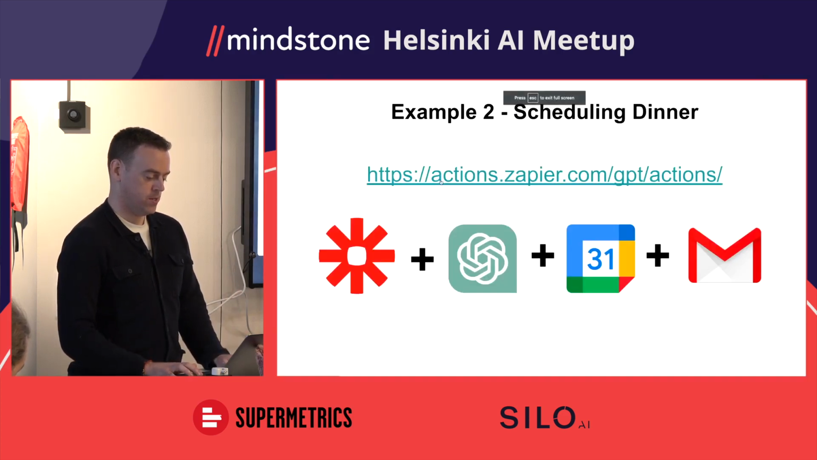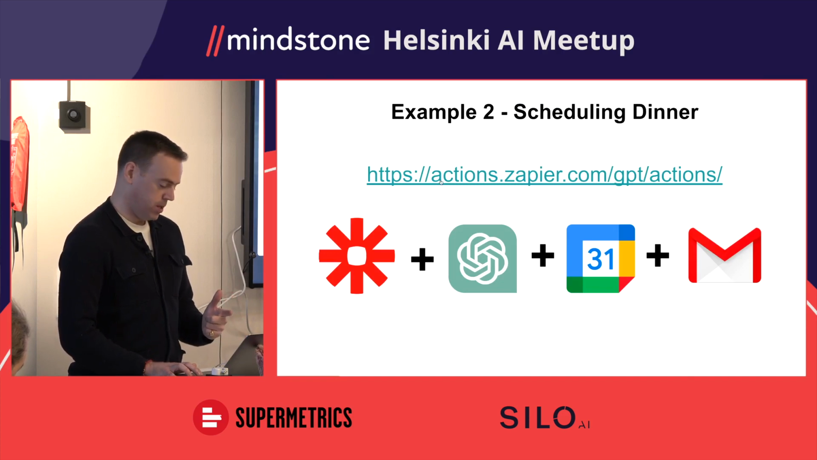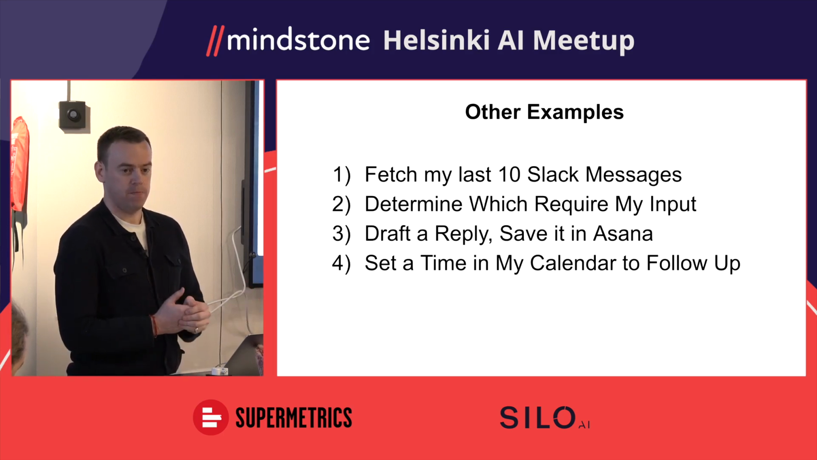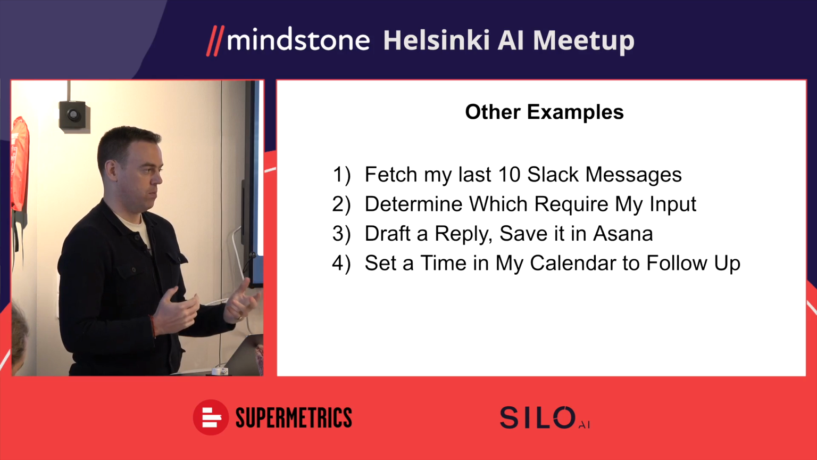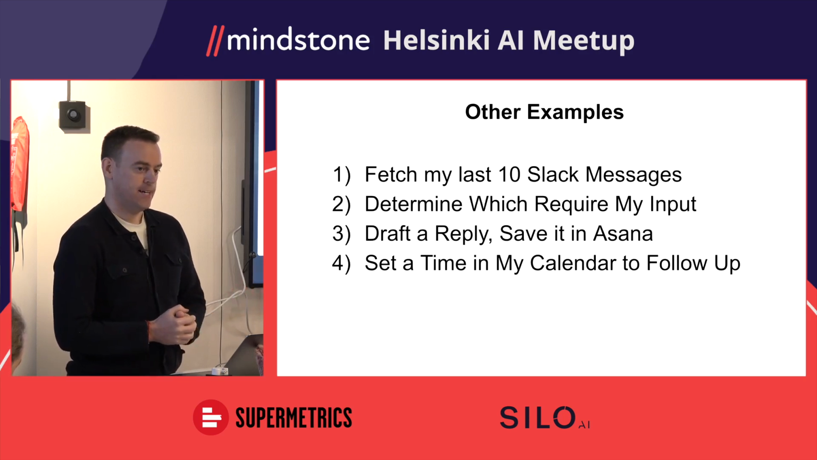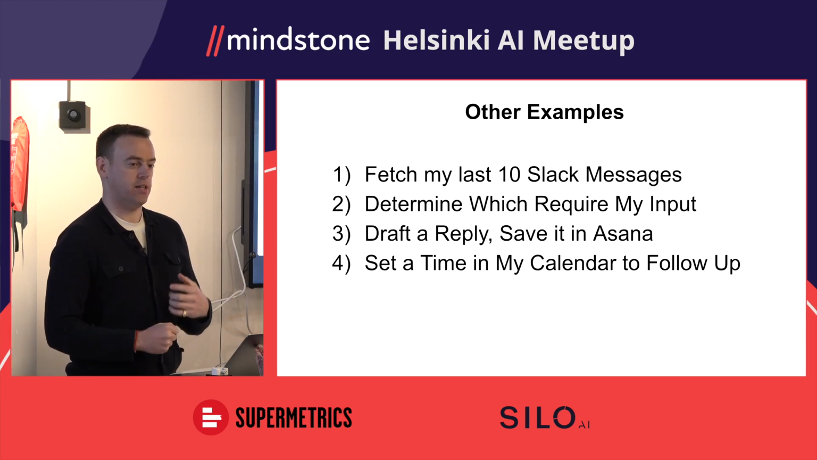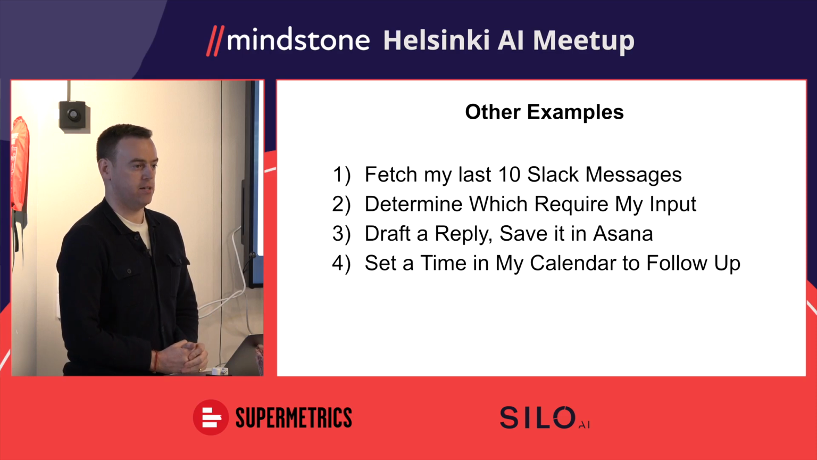Those were 2 examples. The other example, which I won't get into as I'm a little bit short on time, that I was working on earlier today was basically: fetch the last 10 Slack messages I've gotten, evaluate if I need to respond to any of them. If I do, then draft a reply and create an Asana task for me to reply. And then also link into my calendar and find time to schedule for me to complete that Asana task and take care of it.